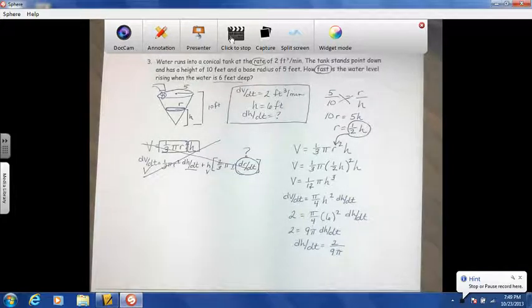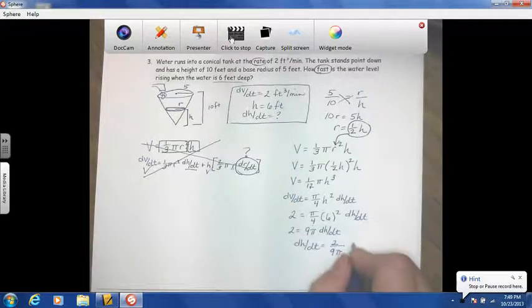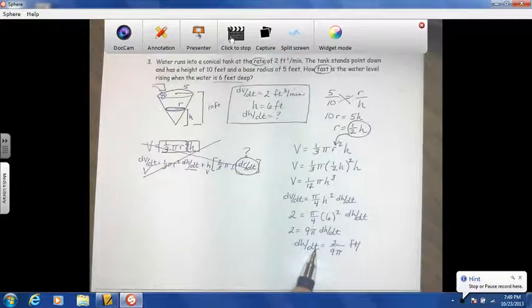Now, as far as the units, remember that the height, this is talking about the differential of the height, is measured in a linear unit of feet. So that is feet, and t is time. Time in this problem is in minutes. So our final answer for the rate of change of the water level at the instant that the height is 6 feet deep is 2/(9 pi) feet per minute.